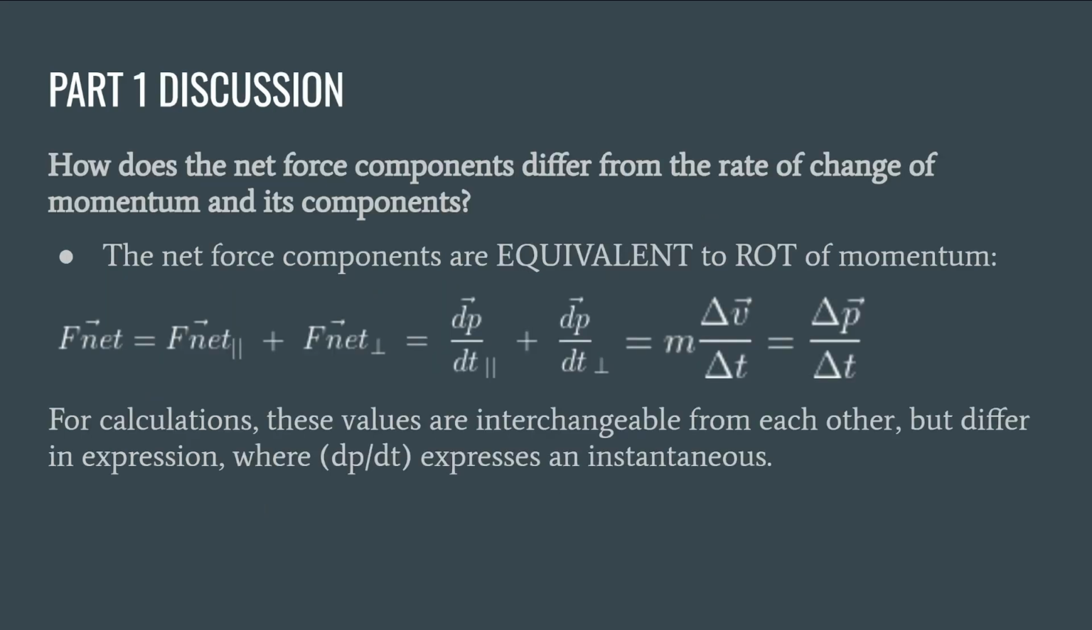How does the net force component differ from the rate of change of momentum and its components? Well, in general terms, these components are equivalent to one another, as we are using them interchangeably. As you can see, the net force components are equivalent to the change of momentum over time, all equating to the overall net force. In terms of expression, however, the dp/dt is usually meant to denote an instantaneous change.